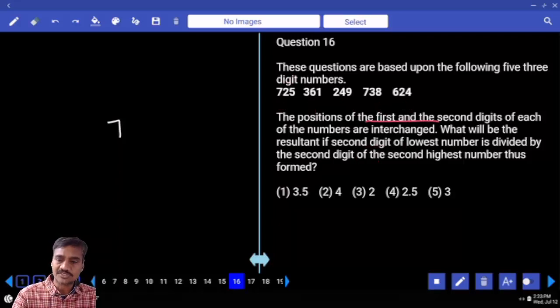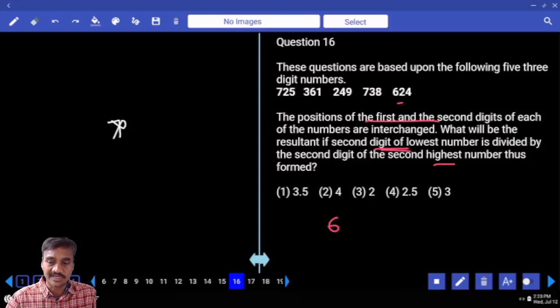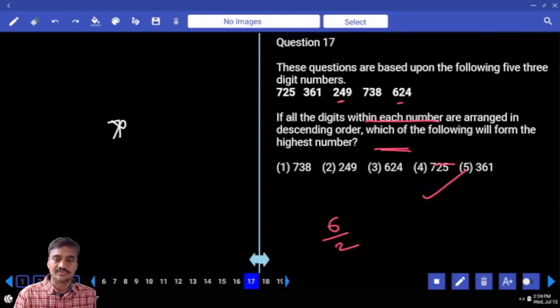Now positions of the first and the second. The second digit of the lowest number. Yes, he's talking about the lowest number, isn't it? Now the lowest number, 264. In this 264, the second digit is what? 6. And it is divided by the second highest number. What is the number we have? The second highest number is 429. What is the second digit? 2. Now 6 divided by 2, 3 choice.